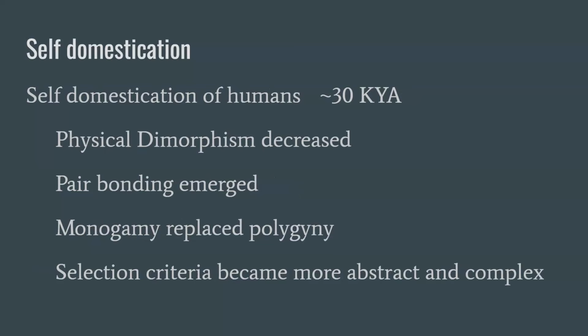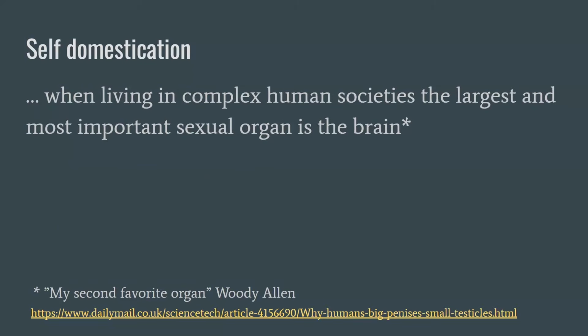Well, one of the pieces of the self-domestication syndrome, the domestication syndrome, is that physical dimorphism decreases. So there was probably very high physical dimorphism that got smaller and smaller because of self-domestication. It also led to pair bonding. It led to monogamy replacing polygyny. And selection criteria became more abstract and complex because now we're talking about things. And that starts to feed into the selection criteria. When living in complex human societies, the largest and most important sexual organ is the brain.